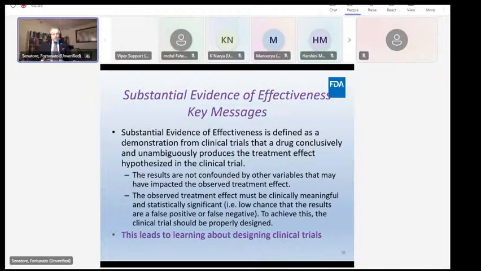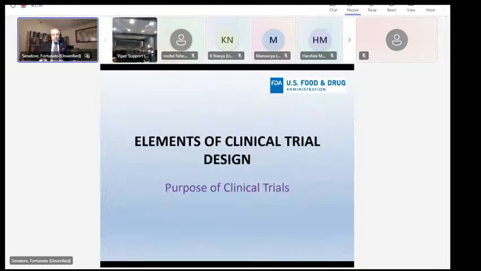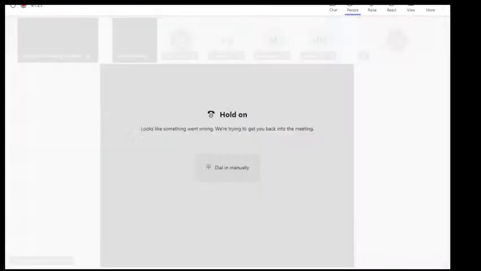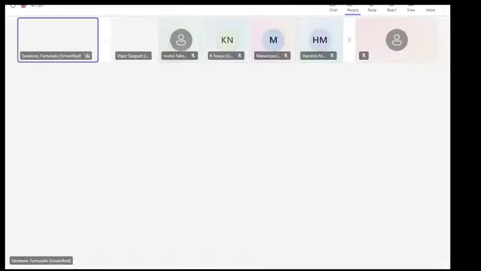So now this leads to learning about how to design clinical trials. What is the purpose of a clinical trial? It's obvious. The purpose of a clinical trial is to determine if a new medical intervention is effective, for the trial to be considered positive.